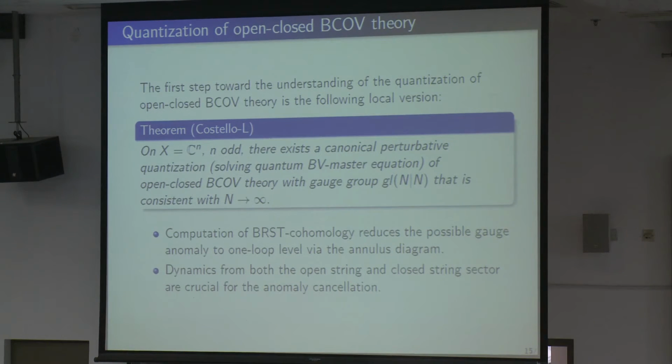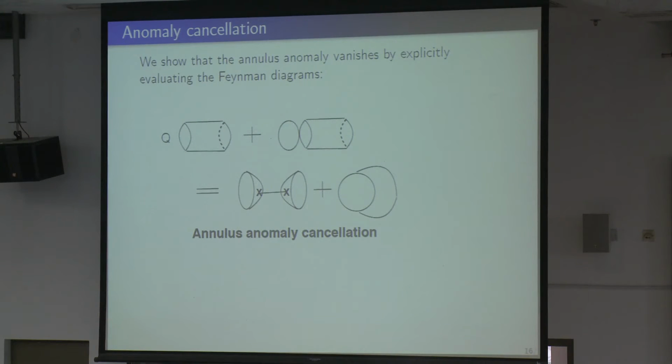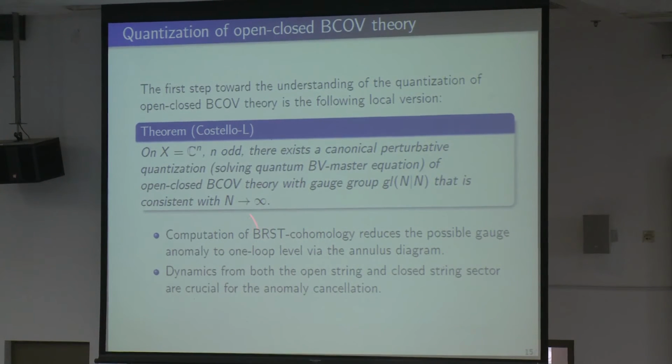Okay, so now you see, we need to analyze the possible annulus anomaly, and we just do it explicitly. So we compute this annulus anomaly by looking at these Feynman diagrams. And this is an annulus, and this represents certain Feynman diagrams in this open-closed theory. And you do computations explicitly for all of these diagrams. And it shows that actually these two terms basically cancel out for this gauge anomaly. And that's the annulus anomaly cancellation. So together with the previous comment that this gauge anomaly is reduced to only annulus diagrams, we show that there's no gauge anomaly for the quantization of the whole thing. And that's how we prove this theorem.